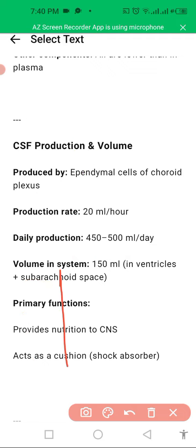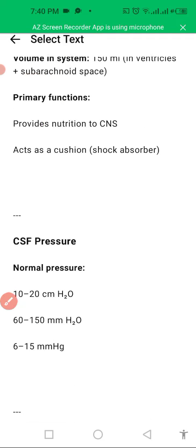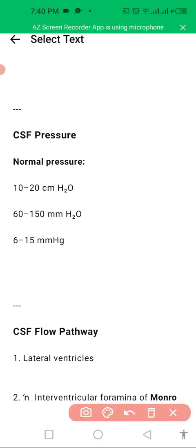Now it acts as a shock barrier. It acts as a protective cushion for the brain, meninges and spinal cord. Its normal pressure is 10 to 20, 60 to 150 millimeters of water and 6 to 15 millimeters of mercury.